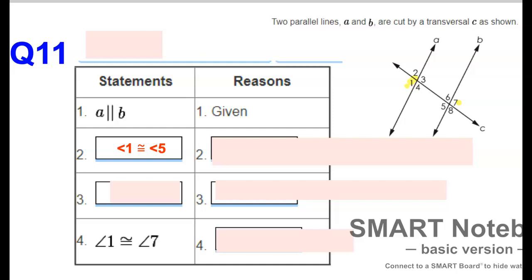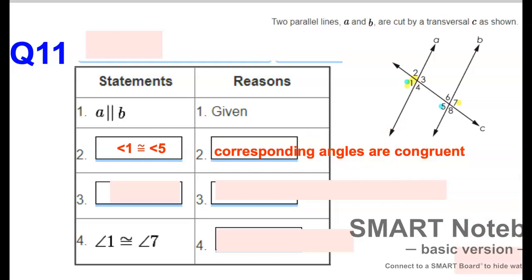If we look at our diagram here, angle 1 and angle 5 are corresponding angles. They are on the same side of the transversal and they're in the same spot. And we know that corresponding angles are congruent. So that's our first statement and reason, well, after our given. So we start with the given, and then we can say that angle 1 is congruent to angle 5 because corresponding angles are congruent.